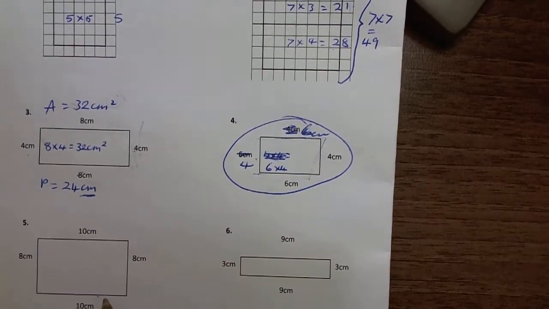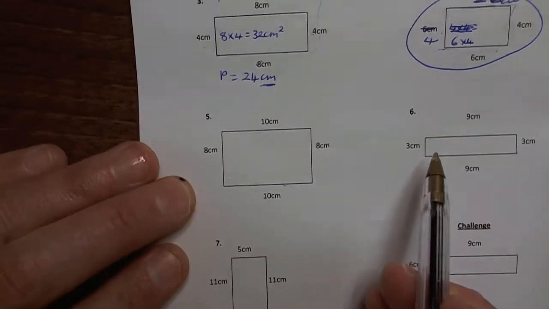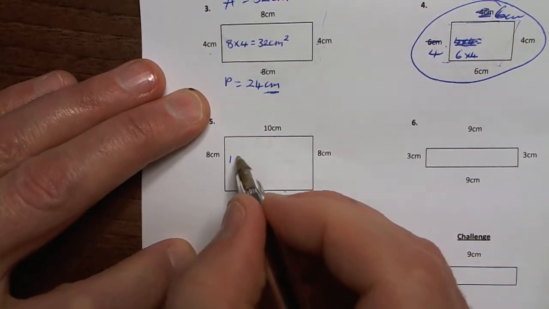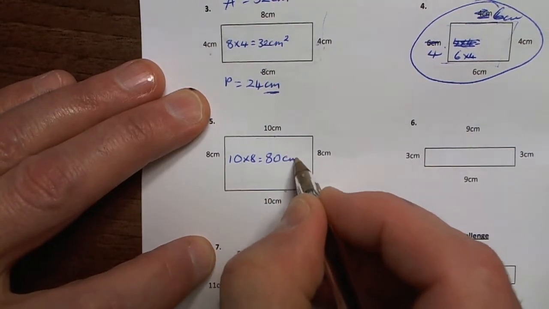Let's look at this one, see if it's okay. 10, 8, 10, that's correct. So let's look at this one. 10 centimetres times 8 centimetres, 10 times 8 equals 80. And it's 80 what? 80 centimetres squared.